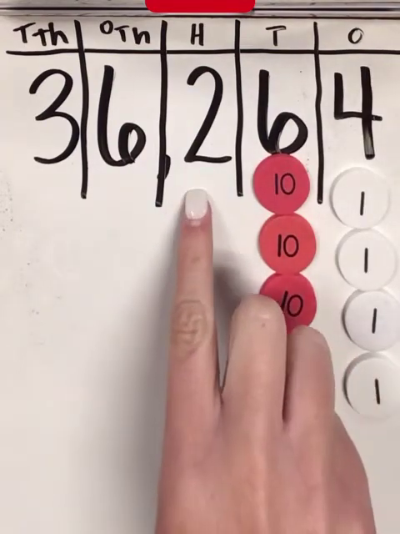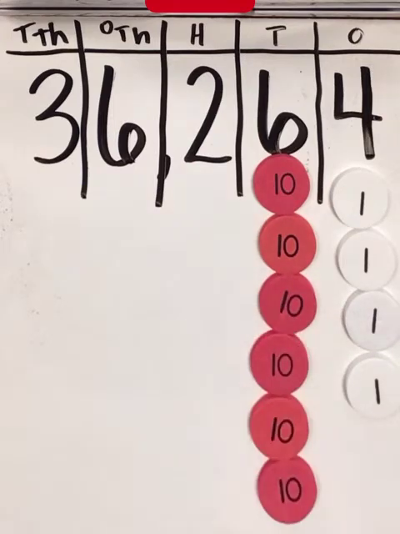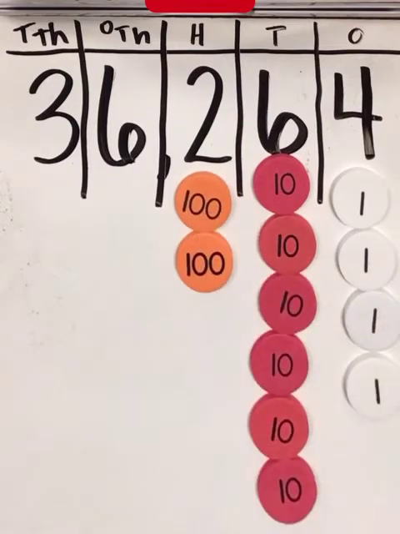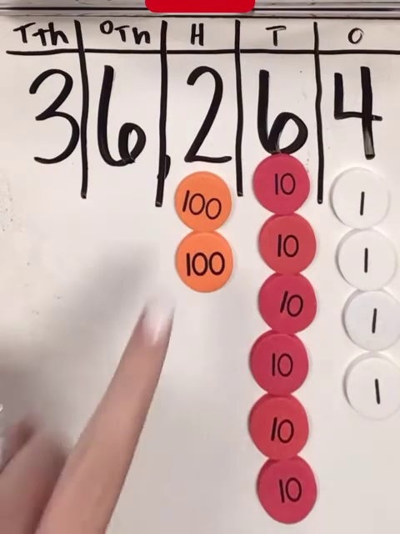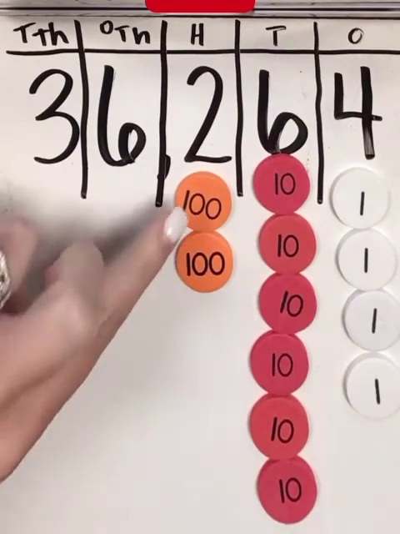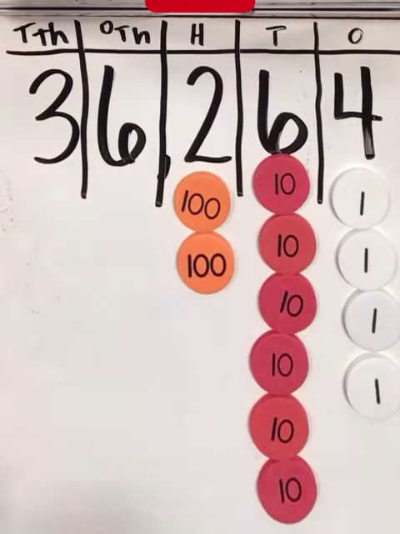Okay, so now let's go on to our hundreds. In our hundreds, we have 2, so I'm going to grab 2 of my place value 100 disk. Okay, so we're looking at that. I have 2 in the hundreds place, but the value is 100, 200. So my value is actually 200.